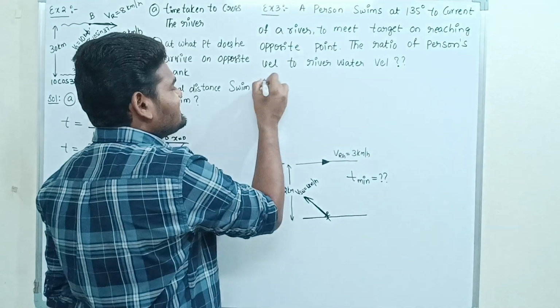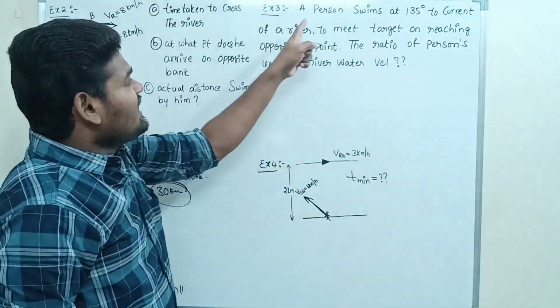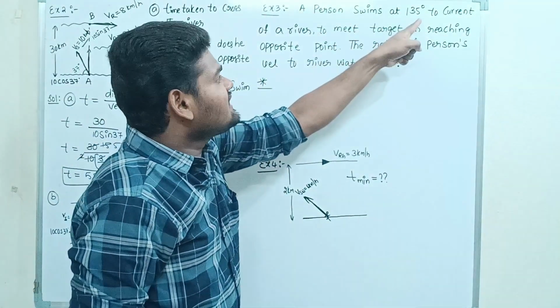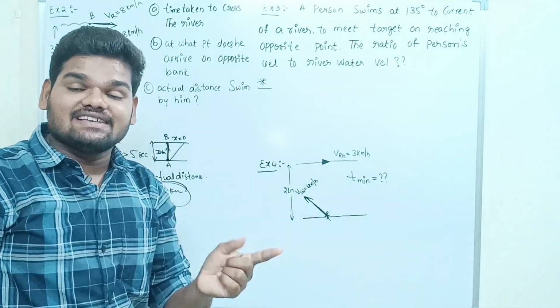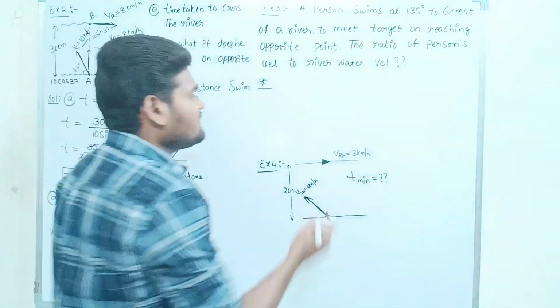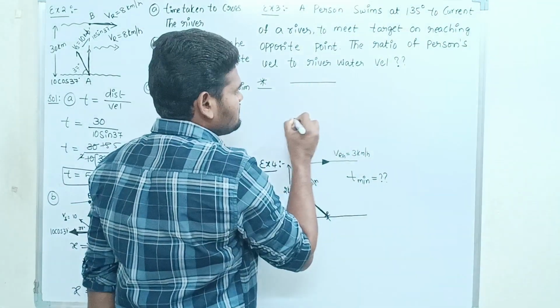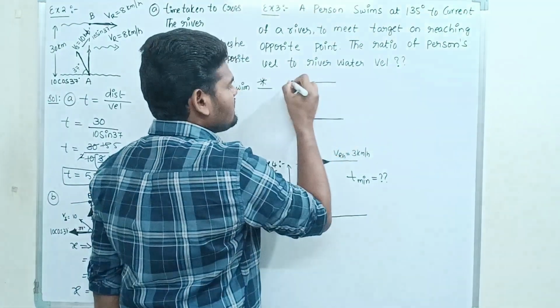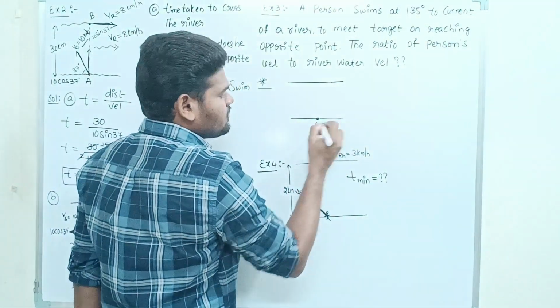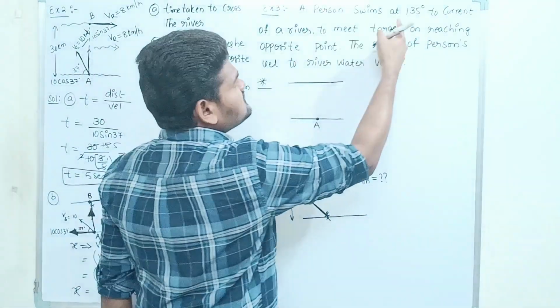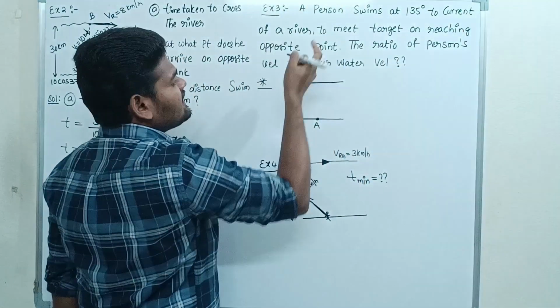Okay, sir. Right. So what have they given? A person swims at 135 degrees to the current of a river. What I told, current of a river is nothing but simply the direction of the river. So have a look. I'm taking the bank of a river. This is one end of the bank, this is another end of the bank. Here is a swimmer at a point A.